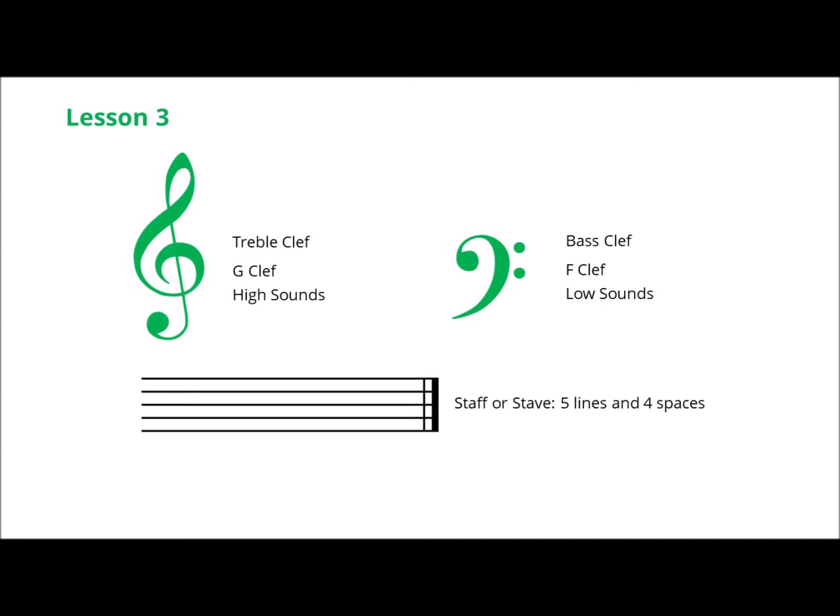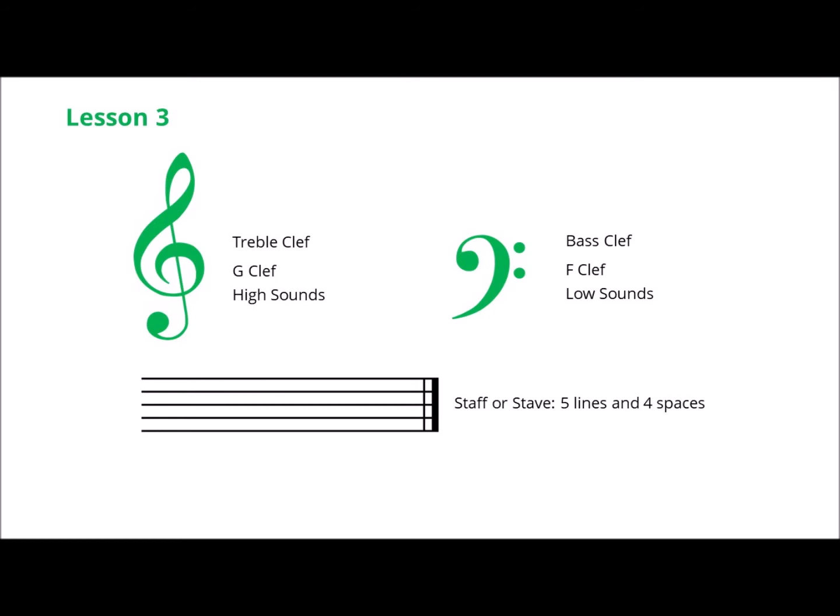Music is written on a staff or stave that has 5 lines and 4 spaces. The clef at the beginning tells us the sounds will be high or low. A treble clef is also known as a G clef because it starts by wrapping itself around the second bottom line, which is the note G.